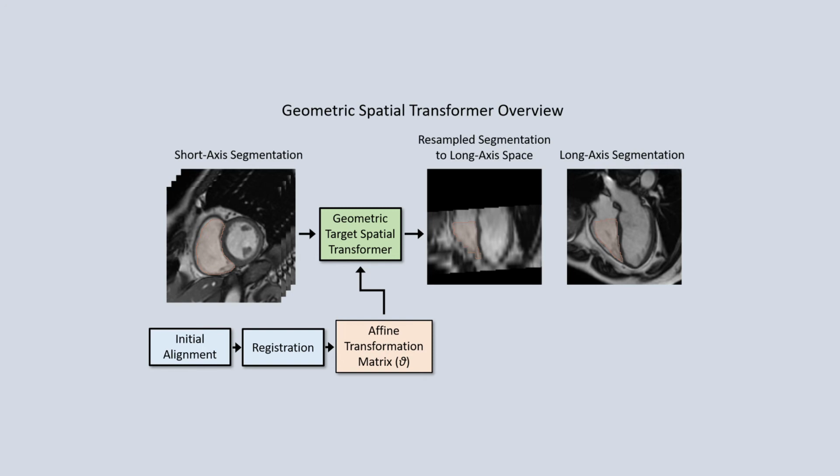We treat the long axis image as 3D and do a 3D to 3D coarse-to-fine registration. Then the spatial transformer takes the affine matrix and applies it to the short axis image and resamples that to the appropriate long axis plane, as we can see in the image here.